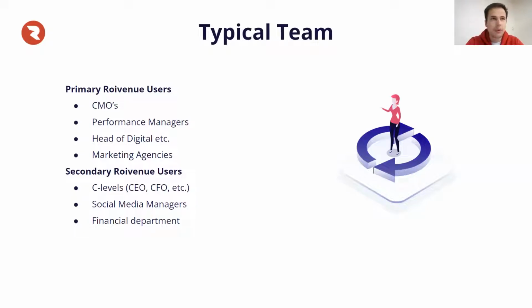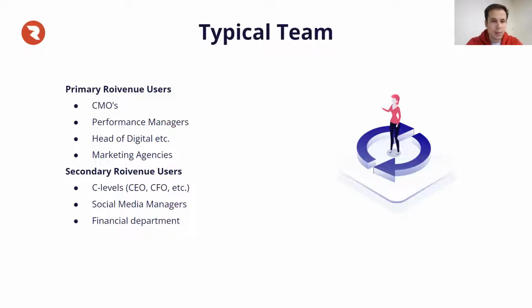There are multiple users or people in your company who might be interested in Roivenue's data, even though their motivation might be very different. We recognize something we call primary Roivenue users, and you can imagine these as CMOs, performance managers, head of digital, and also marketing agencies. Probably most of you fit into one of these categories.